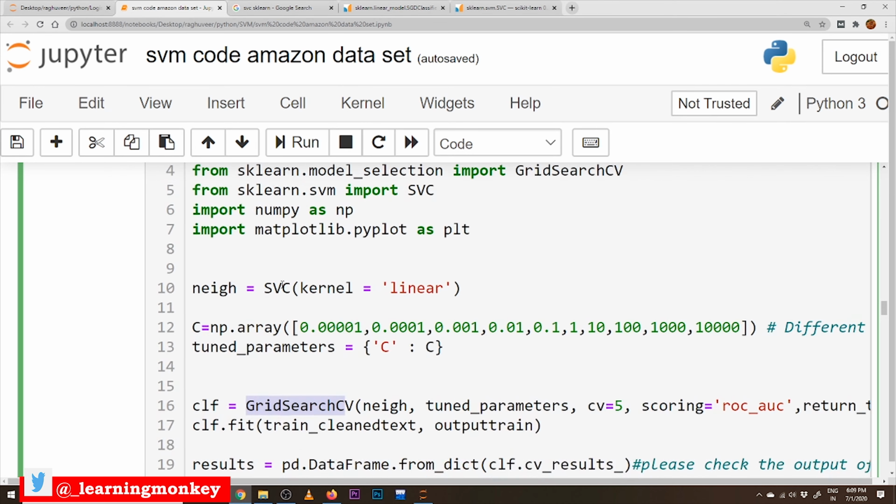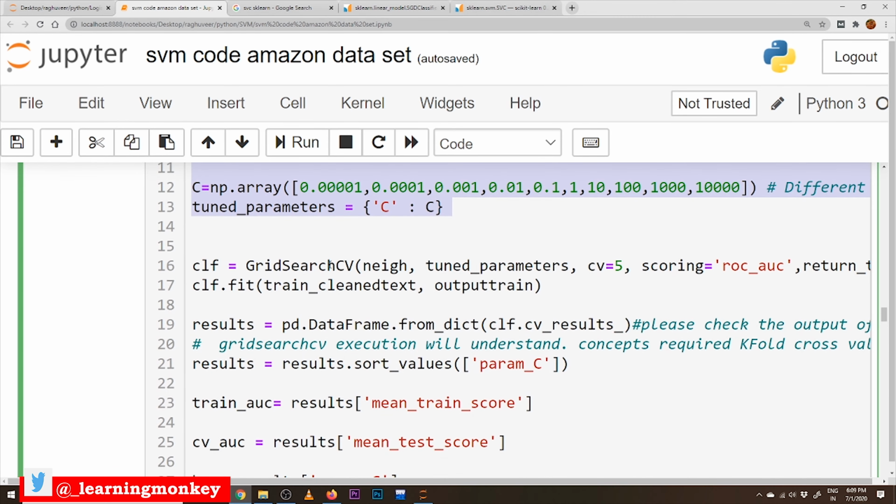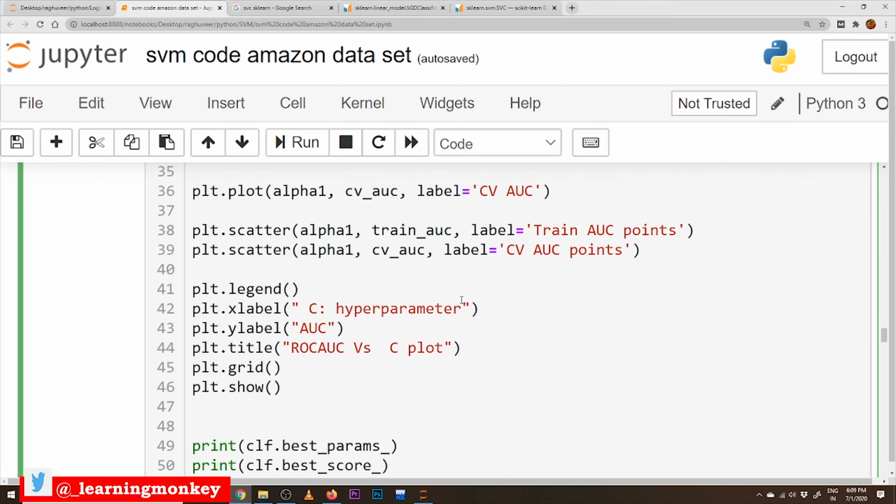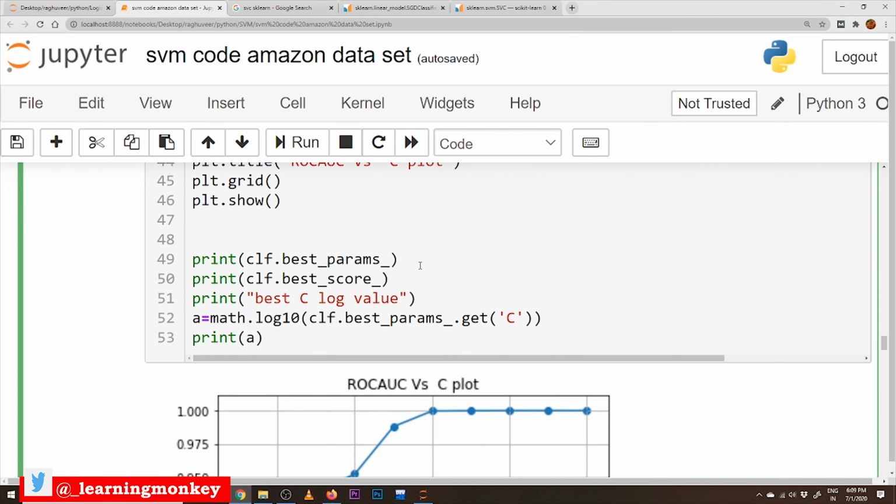So this is the modification code which we have done here, and the remaining code is almost similar, that's why we are not dealing with the remaining code. We use GridSearchCV for identifying the best C value. We used the ROC curves, AUC plots, for identifying the best C value.